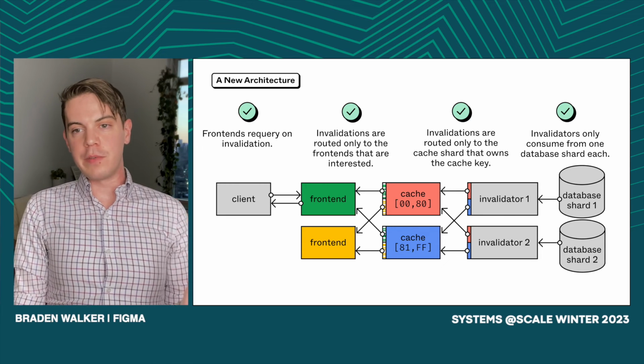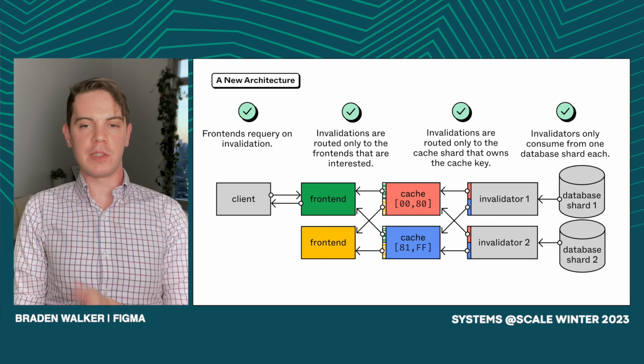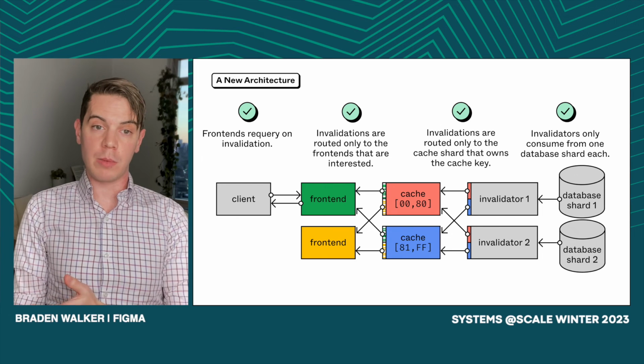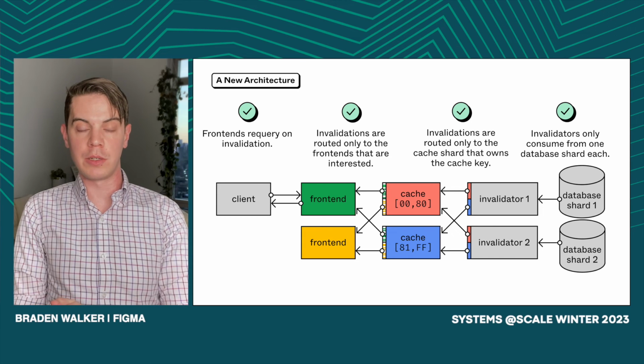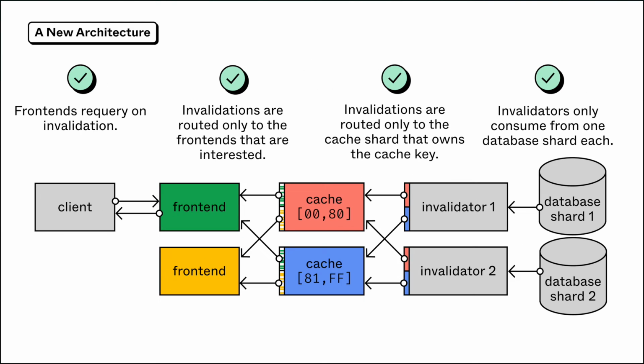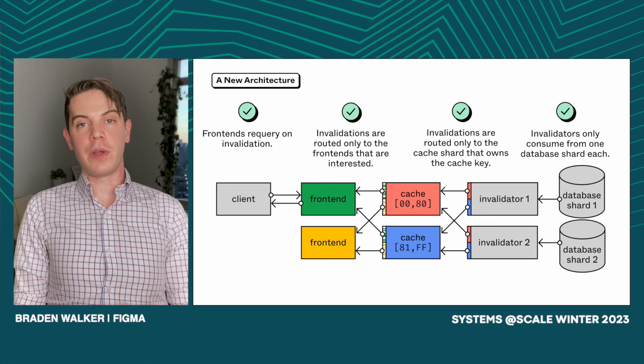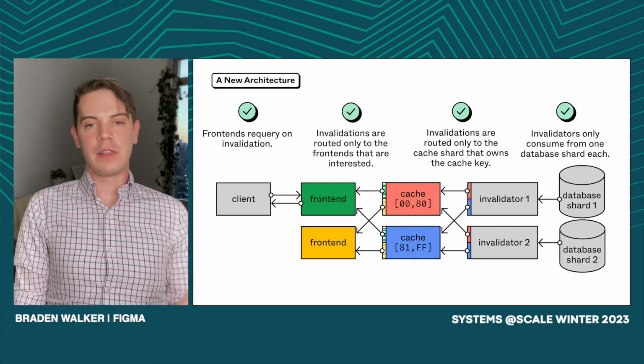All right, so we've seen here how we can shard each one of these pieces and solve all of the fan-in and fan-out problems that we had from before. The invalidators are only consuming from a single database shard. When they generate an invalidation, they know to route the cache key to only the cache node that is actually interested in it. So we don't have any fan-in at the cache nodes. And then the cache nodes know how to route invalidations only to the front ends that are actually interested in those queries using the probabilistic filters. And then when the front ends see that a query that they're interested in is invalidated, they just requery.